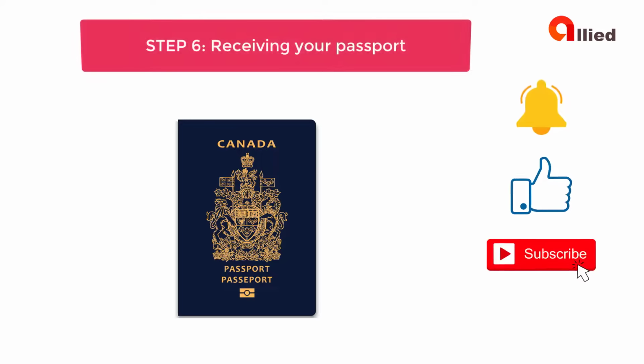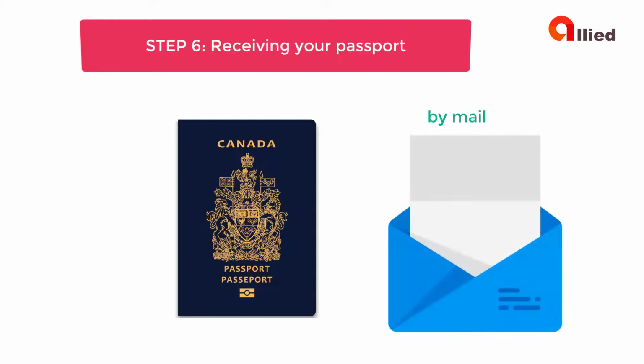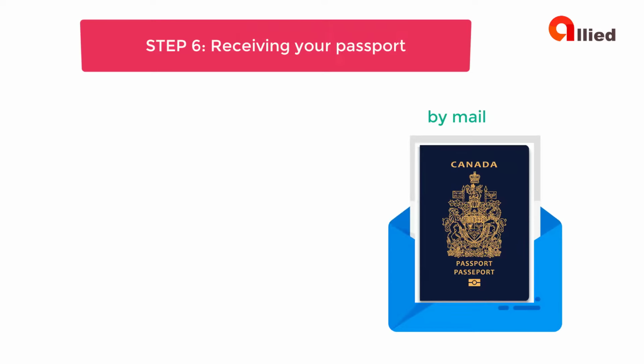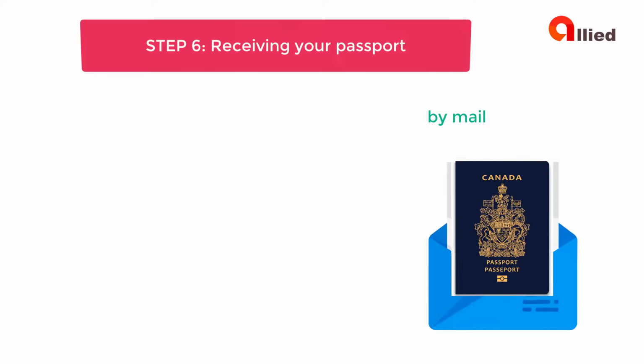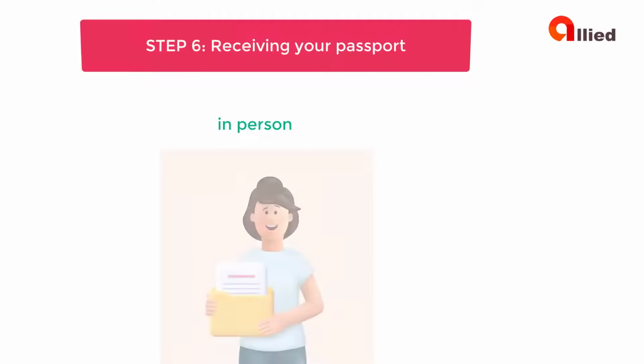Step 6. Receiving your passport. If you applied by mail, the passport and any original documentation you submitted, such as your citizenship certificate, will be returned to you by mail, and may be in 2 separate packages. If you applied in person and paid for a pickup service, the pickup date will be indicated on your receipt. You can send someone else to pick up your passport, if they have valid identification and written authorization from you to do so.